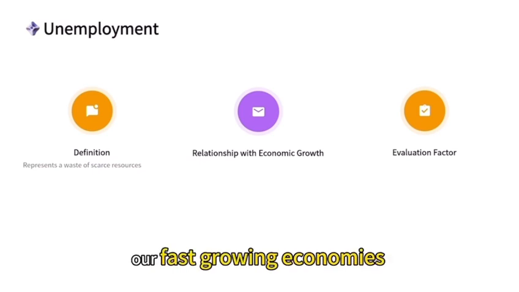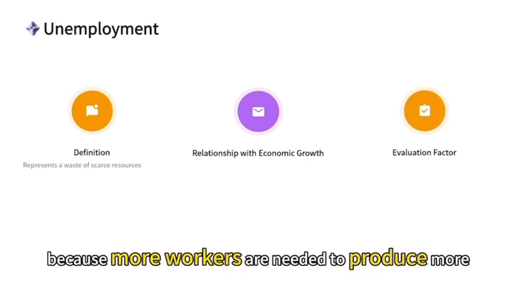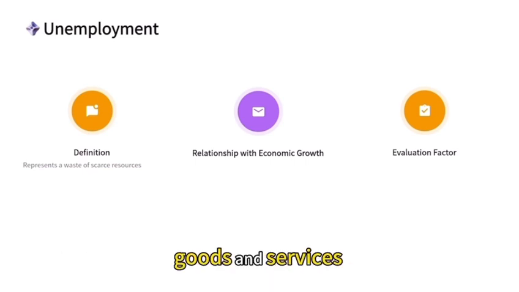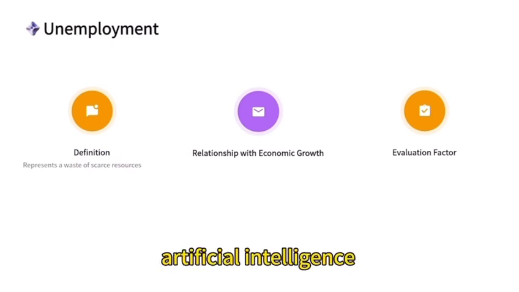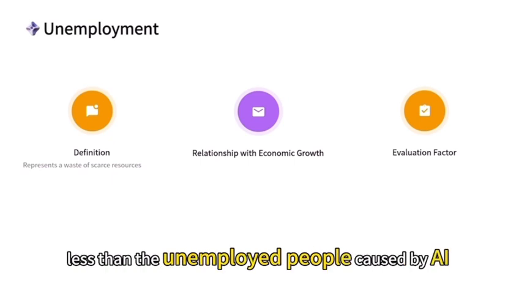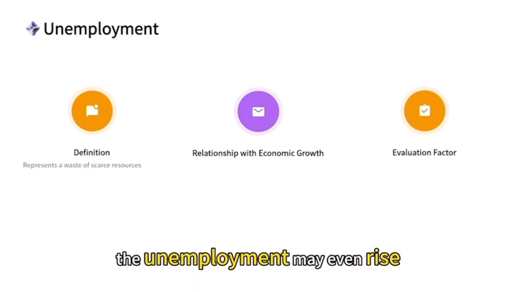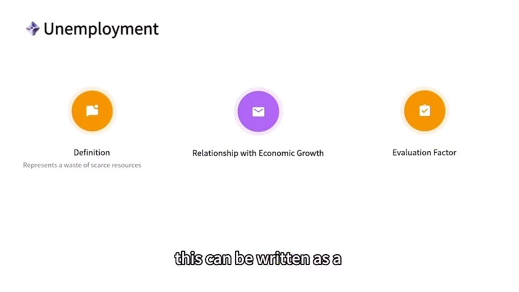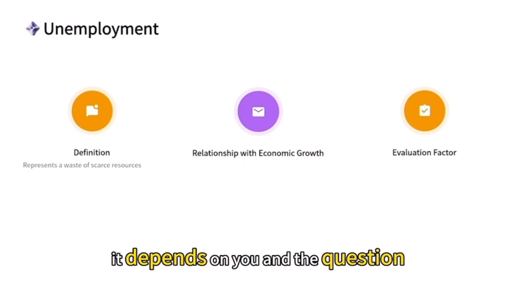Fast-growing economies tend to have low unemployment, because more workers are needed to produce more goods and services. But on the other hand, economic growth may be driven by advanced technologies such as artificial intelligence, just like today. The job creation from AI may be less than the unemployment caused by AI. So, it's not that solid. Unemployment may even rise despite economic growth. This can be written as an evaluation factor during the exam. It depends on you and the question.